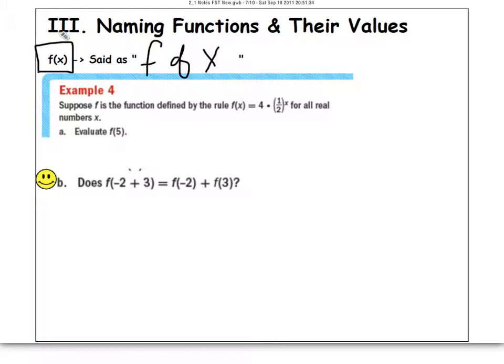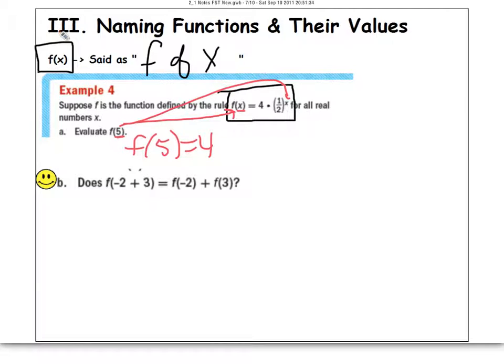So suppose we have the function defined by this rule, that f of x is equal to 4 times 1/2 to the x power, for all real numbers. They want us to evaluate f of 5. Well, easy enough to do. All it means is, notice what they did is they replaced x with 5. So you come in here, and wherever you see x, you're going to put the 5. So f of 5 is therefore equal to 4 times 1/2 to the 5th power.